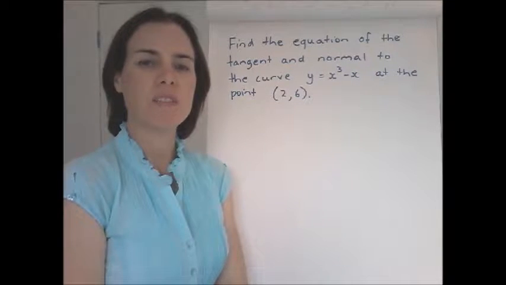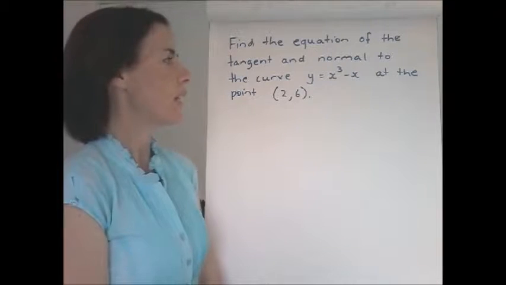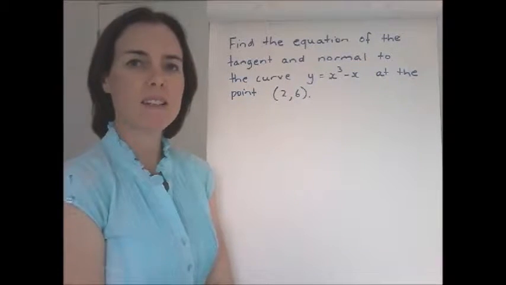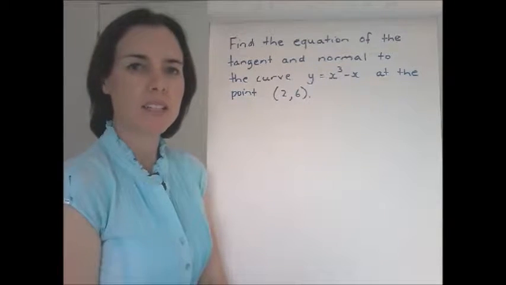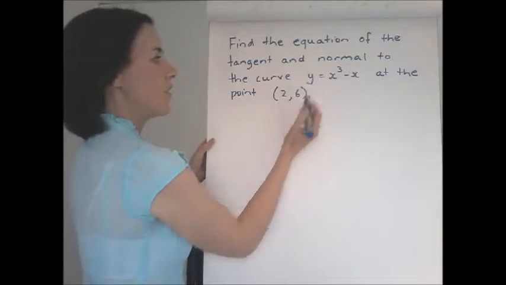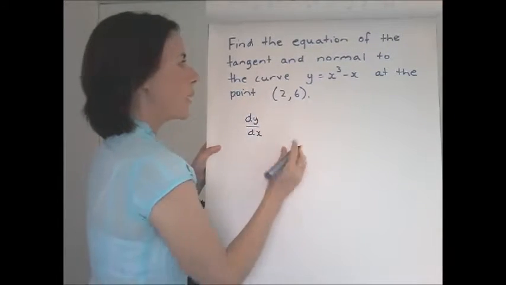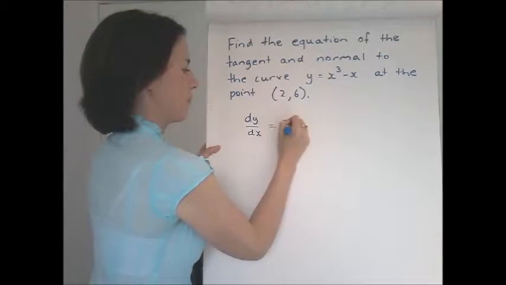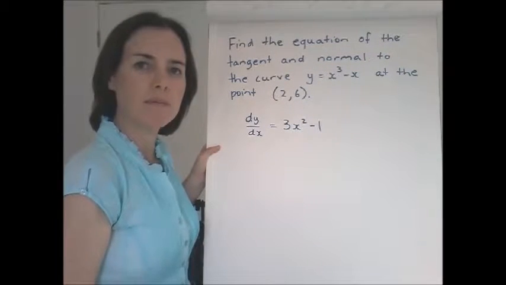Find the equation of the tangent and the normal to the curve y equals x cubed take x at the point 2, 6. I'll start with the tangent. To find the gradient of the tangent, we differentiate the curve, and that will be 3x squared take 1.